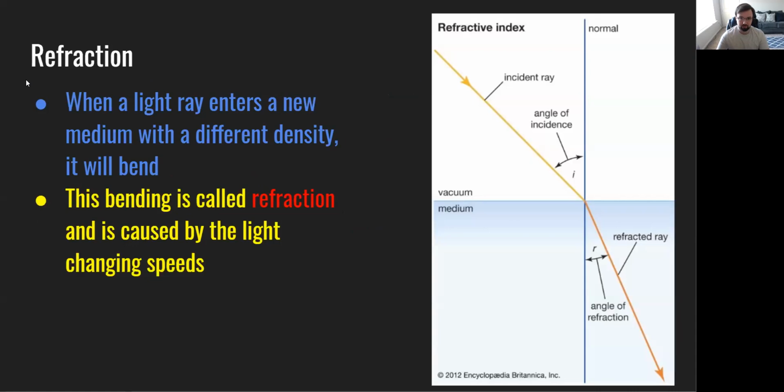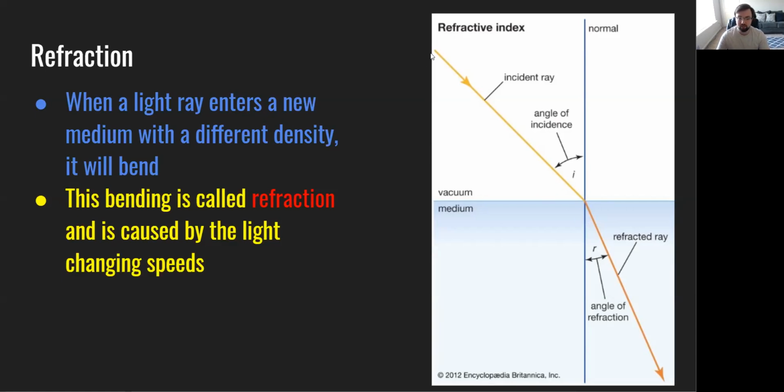Refraction is different. Reflection is what happens when a light ray hits something and bounces off. Refraction is what happens when a light ray hits something and goes into it. If a light ray enters a new medium with a different density, it's going to bend. I mentioned earlier that when light goes into a new medium, it changes speed. Well, when it changes speed, it's also going to change directions. And that changing direction is the bending, that's refraction.